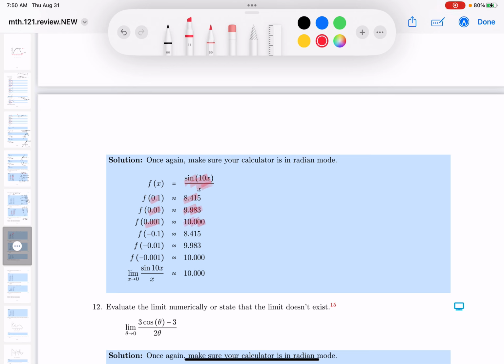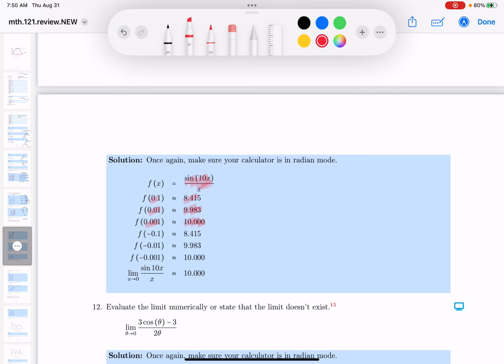Now, looking at this, I certainly know what the x is doing. The x is getting closer to 0 from the right. And it looks like the y values, it's kind of hard to predict, but I'm looking at 8.4, 1.5, 9.8, 9.983, and then I get 10. I can keep doing this, but roughly it looks like it's hitting 10.